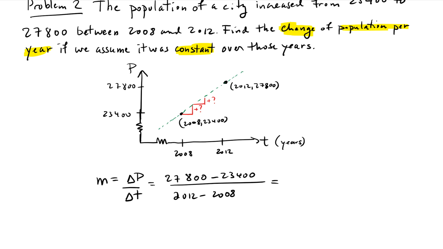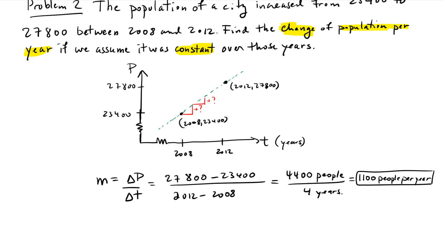So that's going to give us 4,400 people divided by 4 years. So we see that the units of m are going to be people per year, exactly what we're looking for, population per year. Dividing by 4, it's 1,100 people per year. And that's our rate of change.